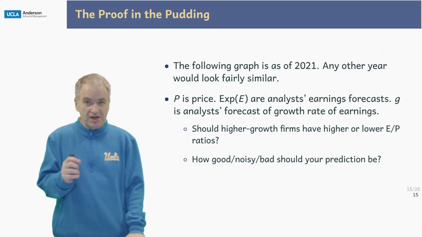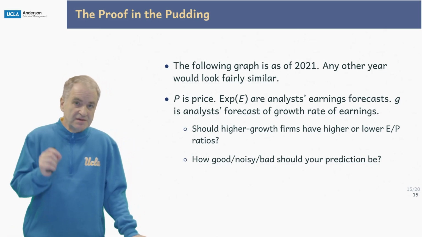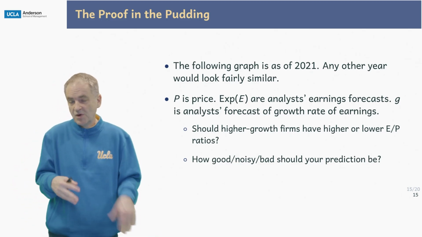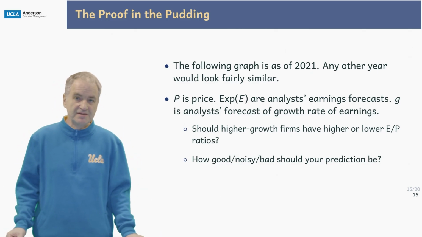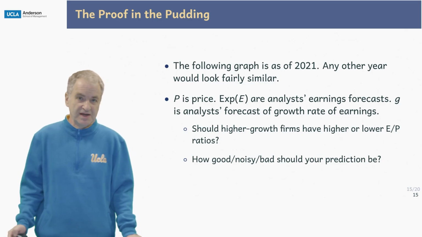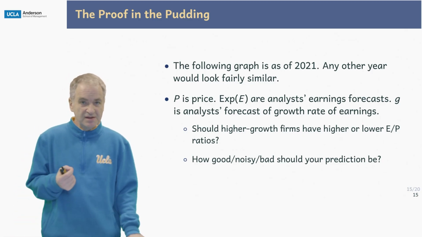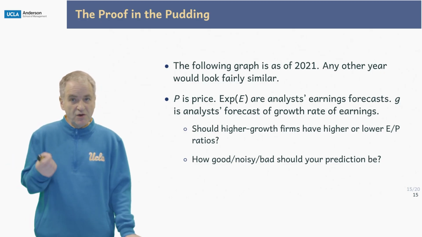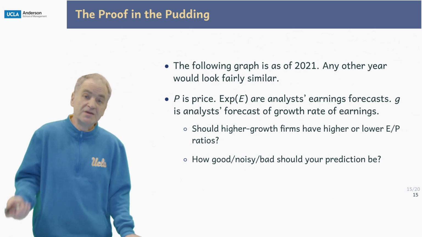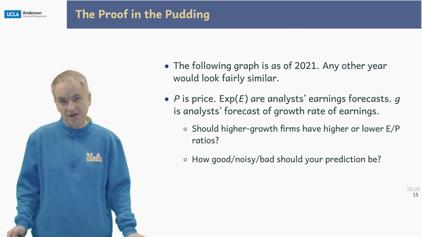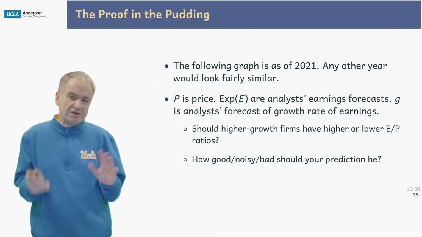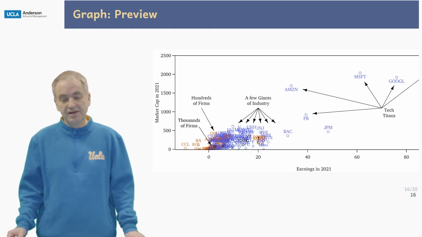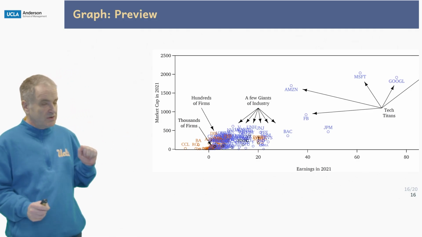So I'm going to use G as the number for the analysts' forecast of the growth rate of the earnings of a company. Analysts would go out and say, we expect Tesla's earnings to grow by 30% next year. And then we want to ask one of the questions that we earlier addressed: should higher growth firms have higher or lower EP ratios or price earnings ratios, which are exactly the opposite? How good, noisy, bad should our prediction be? And here is the answer. And it's not at all what you expect it to be.